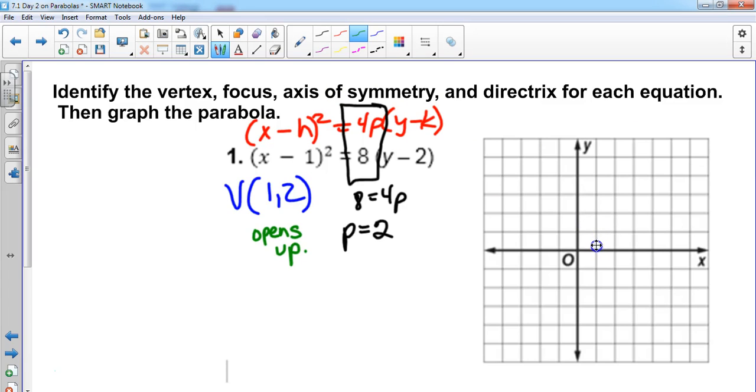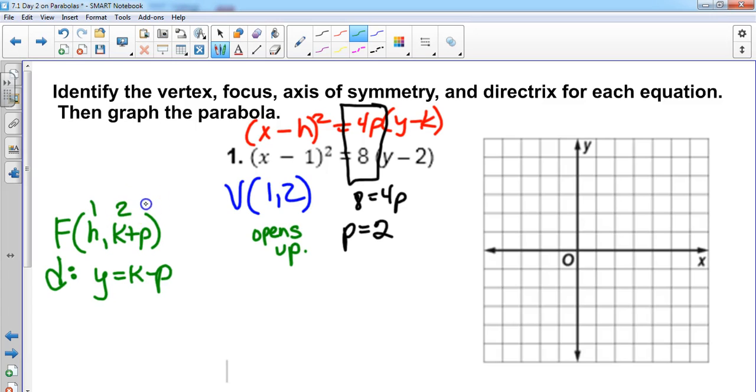So if we used the sheet, just because we're going to use it more today, what does the reference chart at the top say for the focus if a parabola opens up and down? (h, k plus p), is that what it says? And the directrix it says is at? Okay. So you could find those right now by just plugging in the values. What are h and k and p again? h is 1, k is 2, and p is also 2, right?